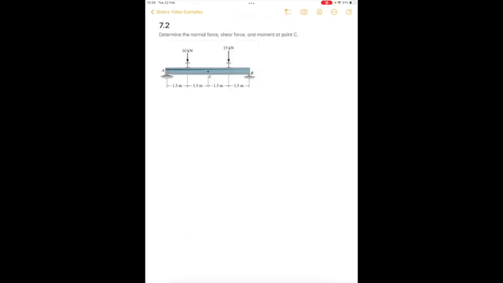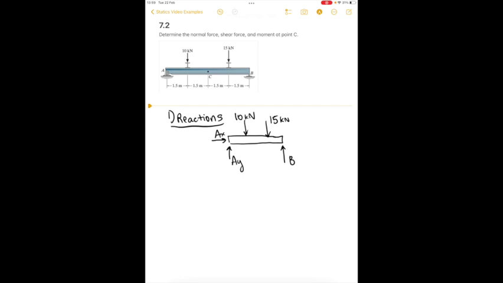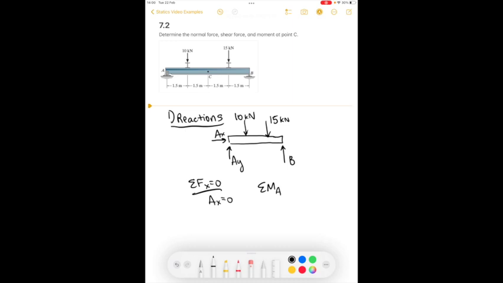In this example, we're asked to find the internal forces at point C, which is in the middle of this beam. So we start, as always, by solving for the reaction forces. Draw a free body diagram. Start with the forces in the x direction. We see that Ax equals 0. Sum of the moments about the point A.